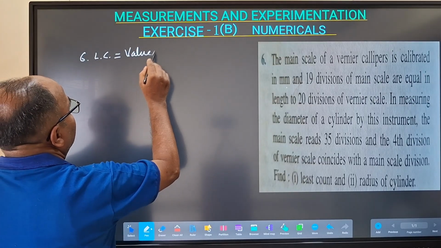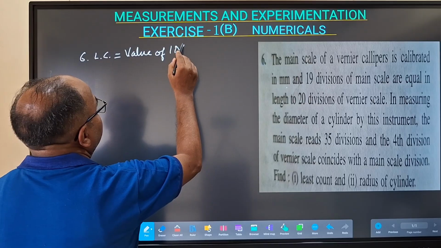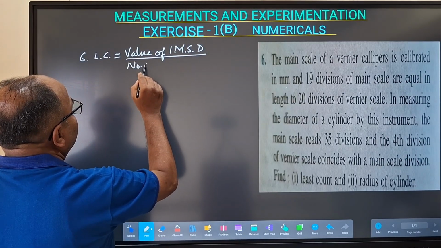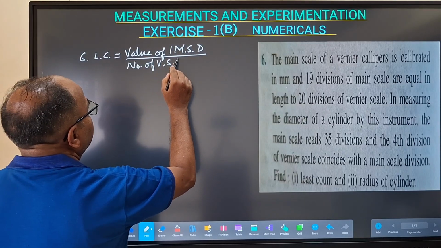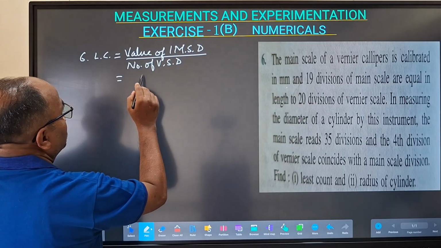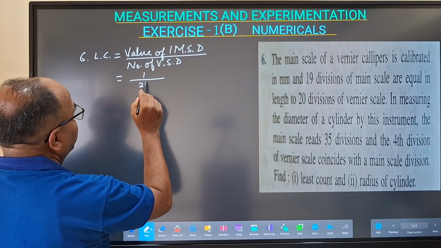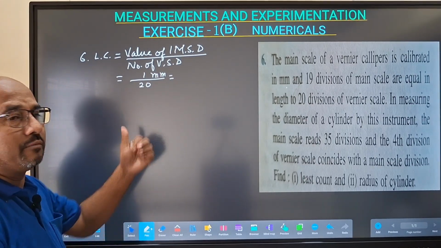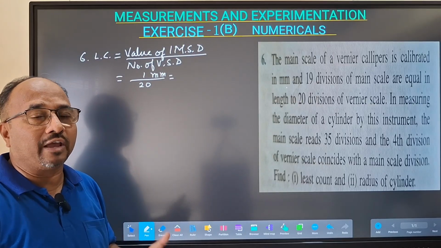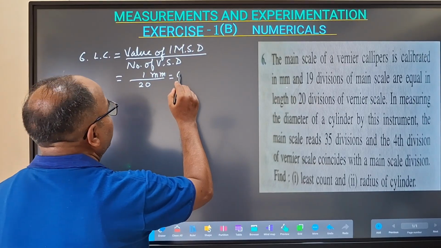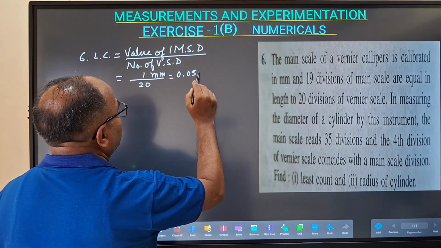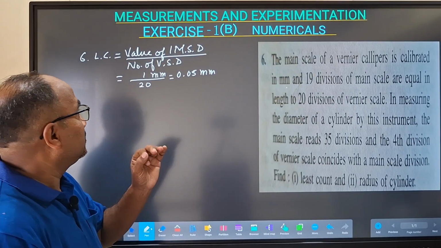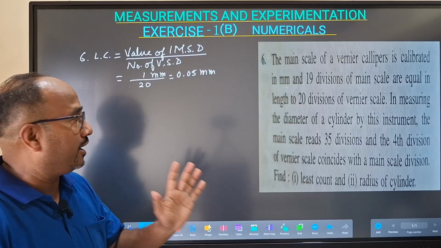Least count is the value of one main scale division divided by the number of vernier scale divisions. So this is 1 millimeter divided by 20. So 1 divided by 20, if I multiply both numerator and denominator by 5, I will get 5 by 100, which will make it 0.05 mm. Okay, so this is in millimeter. The least count is 0.05 mm.